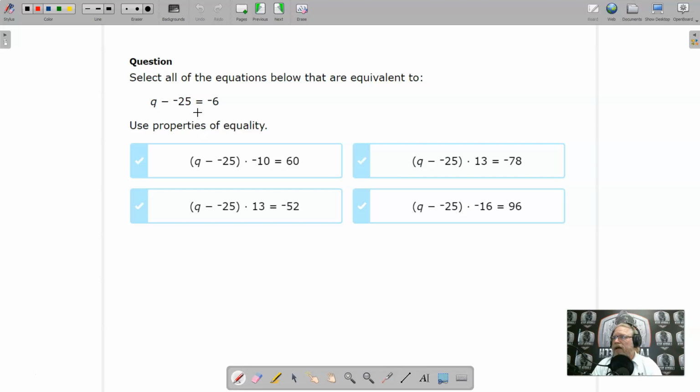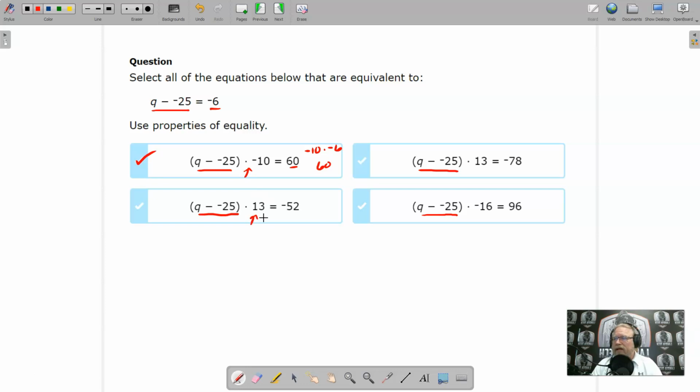On the next one here, on the left, we have q minus negative 25. So q minus negative 25 appears to be in all of these examples. Now we need to see what they are doing to the quantity of q minus negative 25, and are they also doing that to the right? Over here we see it's being multiplied times negative 10. So negative 10 times, and this time we're getting it from the right side up here, negative 6. Negative times negative is positive. 10 times 6 is 60. This checks out with that there, so indeed this one is correct.